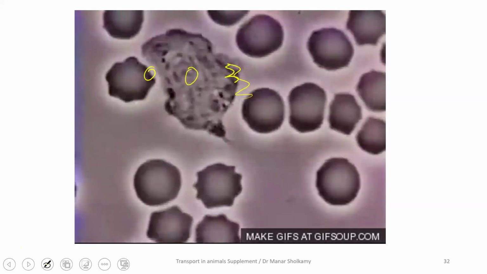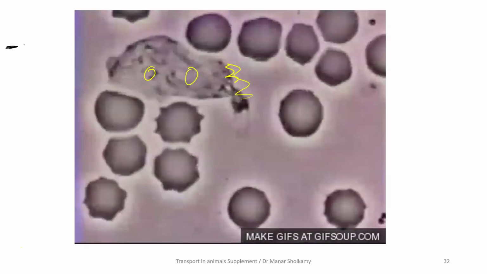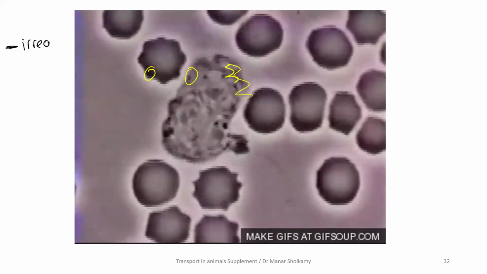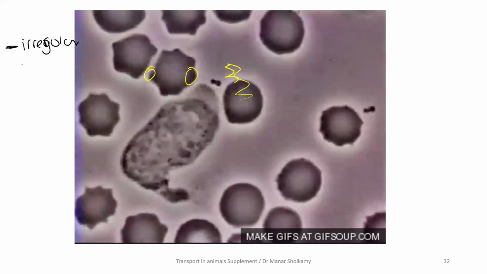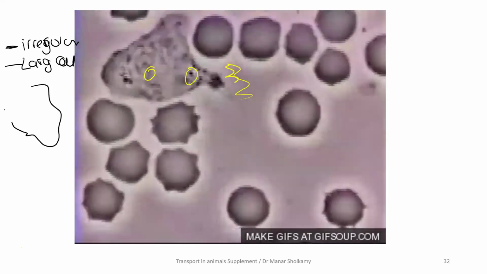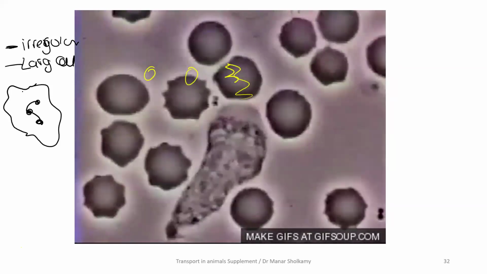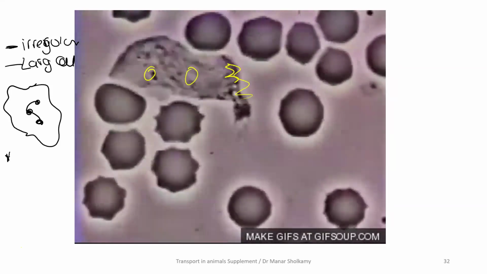Now, the characteristics of a phagocyte. What do we do when we come to explain a phagocyte? The phagocyte is irregular in shape. Irregular in shape. It is a large cell. As you can see, it is very large. This is how you draw it, irregular. And it has a lobed nucleus. The nucleus is multi-lobed.